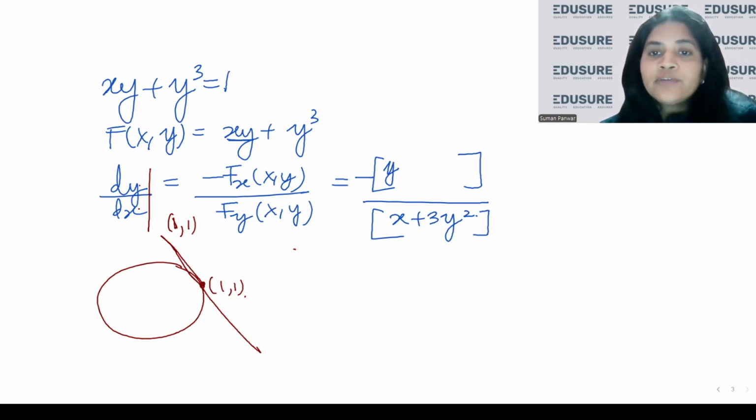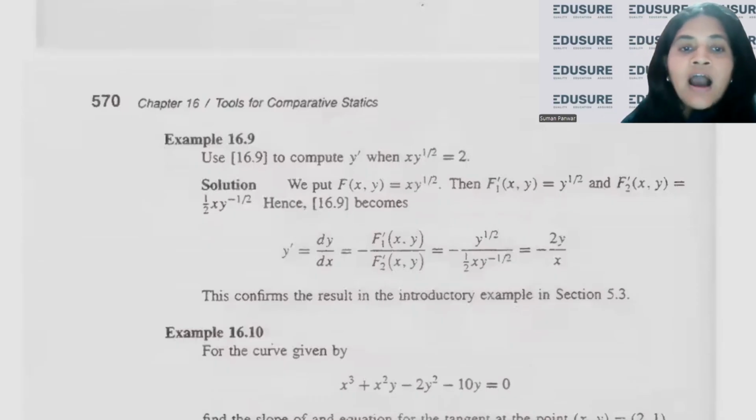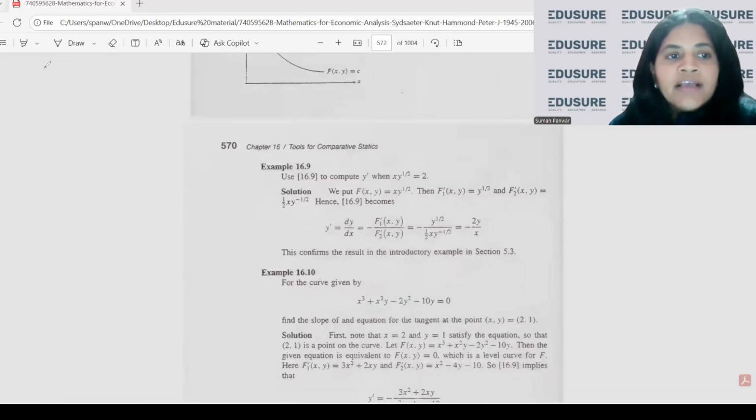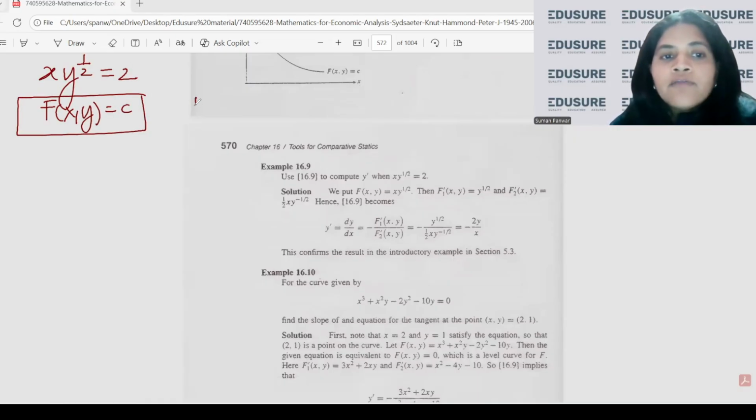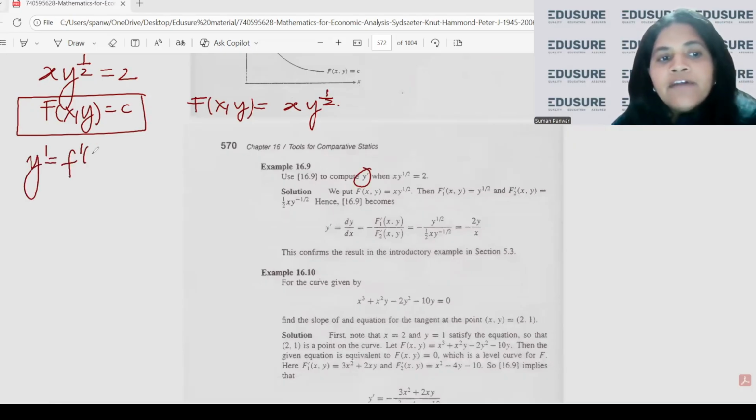And now let us try to do some questions from Thomas and Finney. Compute y' when x y to the power half is equal to 2. So this is my f(x,y) equals c form, where f(x,y) is equal to x y power half. Then your y' means dy/dx. So y' will be nothing but f'(x), which is dy/dx, all the same forms.